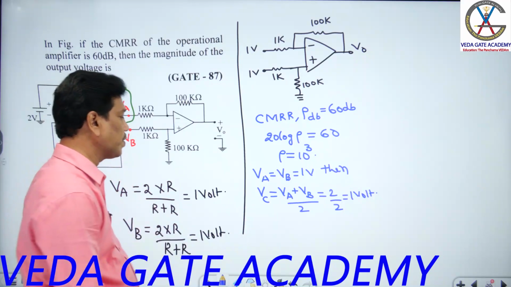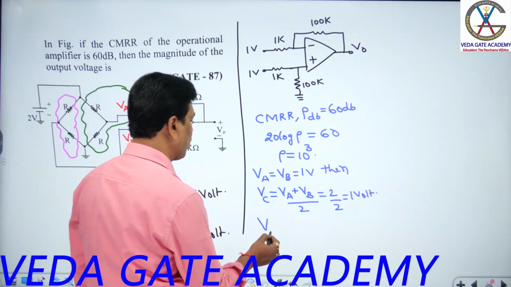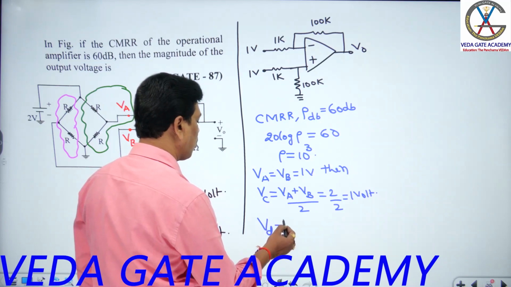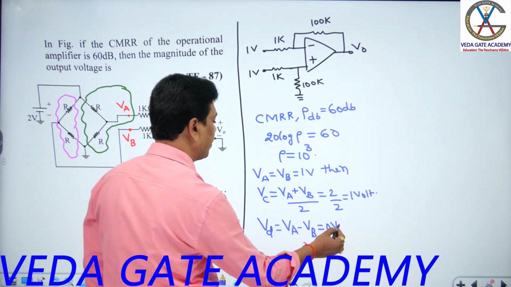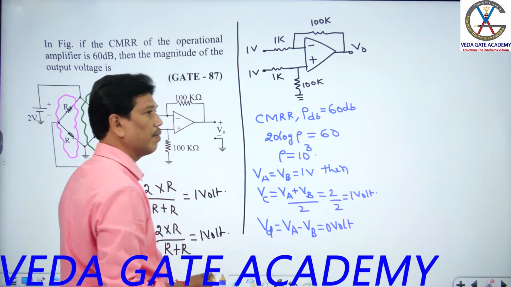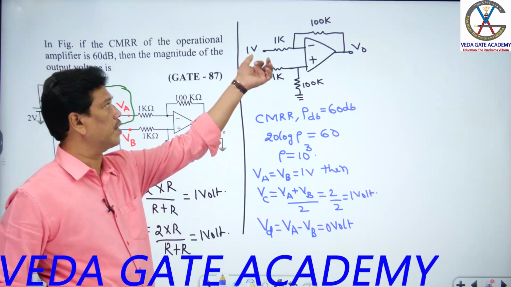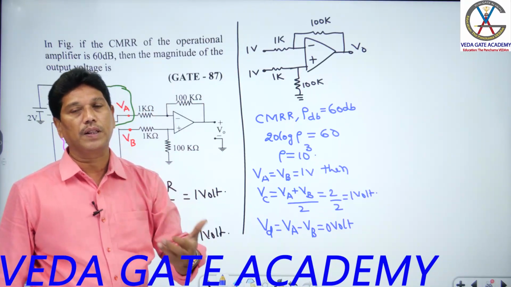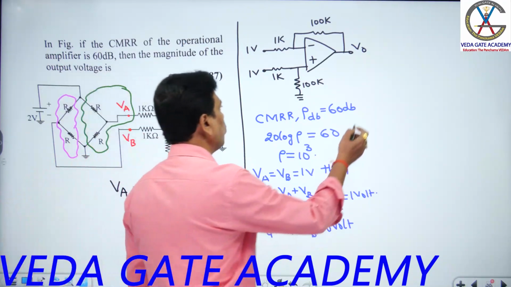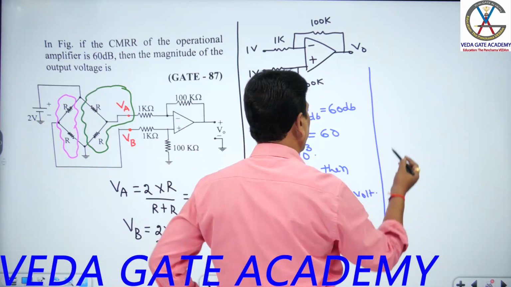Now VC equal to this one, sir. What is that VD, sir? VD equal to VA minus VB. Differential voltage, sir. VA minus VB, that equal to 0 volt. Confirm. So originally we discussed that output directly by the superposition principle, but he has given CMRR. So based on that only I can discuss this one now.